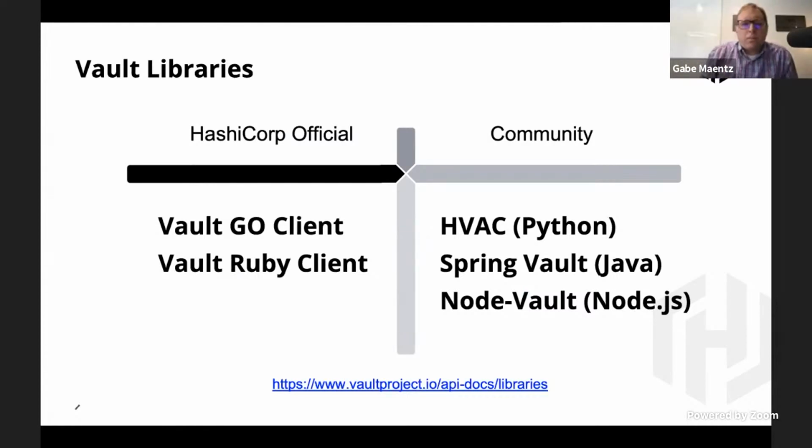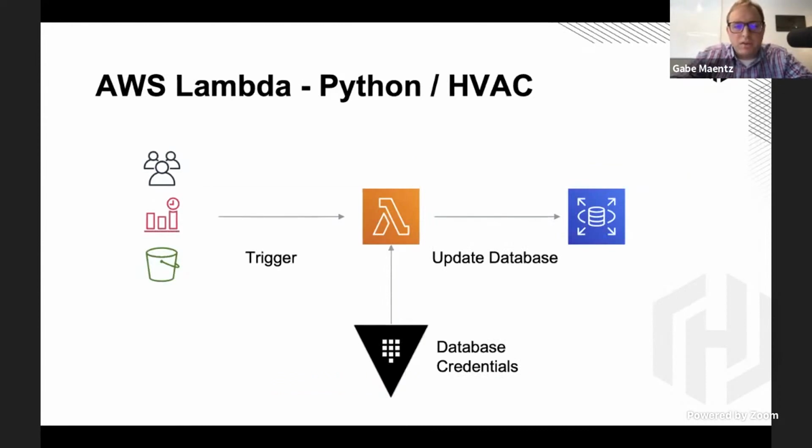And so there are some well-published and used libraries for each of the runtimes that are supported in the serverless ecosystem. There's a couple that are HashiCorp official. I've actually put a link to these libraries on the screen here. But there's an official Go and Ruby client by HashiCorp themselves. And then there's some well-known community ones. So HVAC for Python, Spring Vault, and Node Vault for Node.js. So I marry these two technologies together. And ultimately, what I want to do is query and authenticate into Vault to grab my credentials.